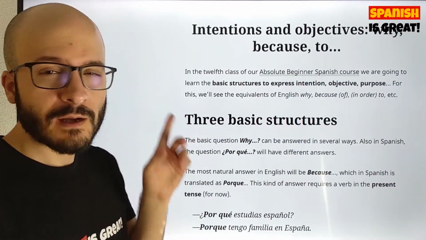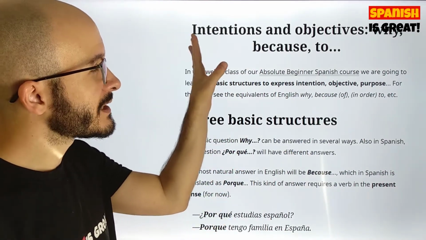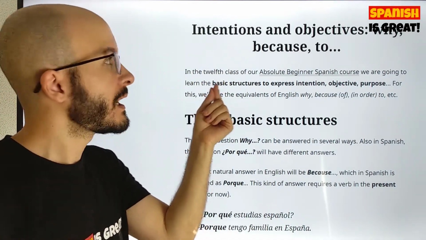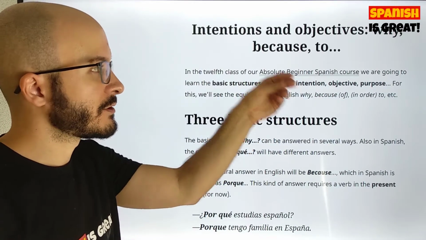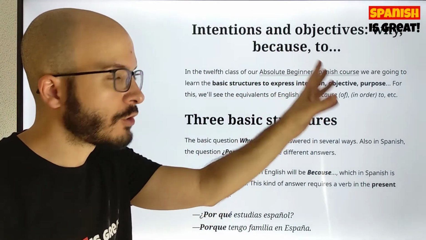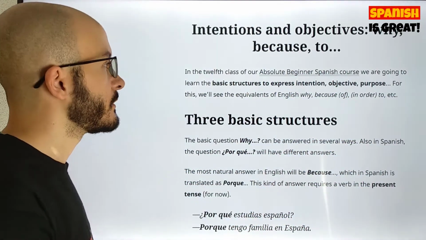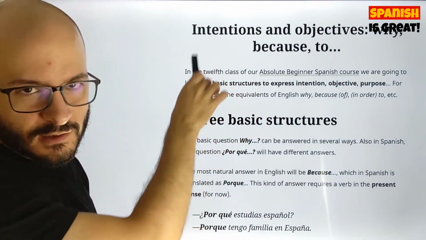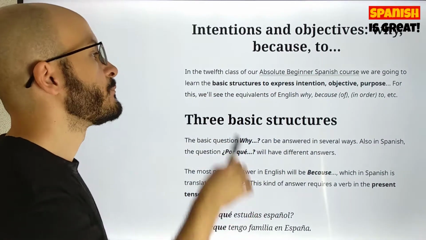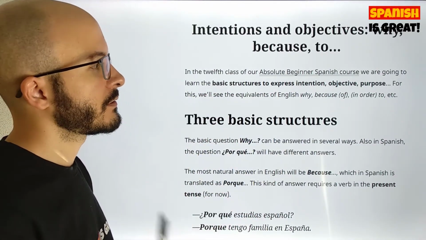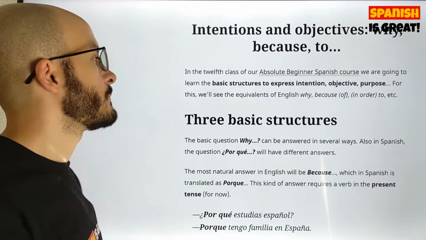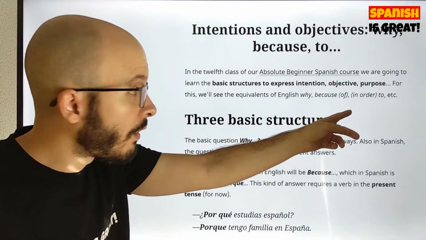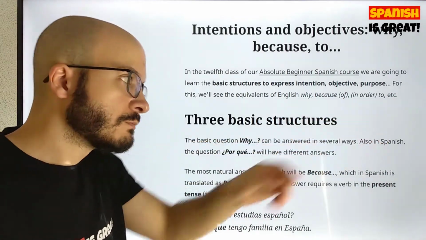We are going to learn some grammar, how to actually answer questions about intentions and objectives, like why, because, in order to, or just to, whatever. So we are going to learn these basic structures, of course, basic, no? Structures to express intention, objective, goal, purpose, whatever. For this, we'll see the equivalence of English why, because of, in order to, or just to, etc.